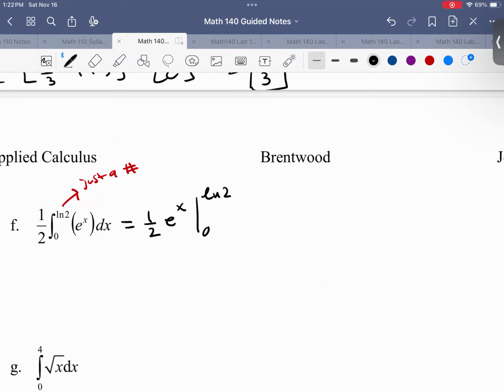Okay, so now I can evaluate at my endpoints. It's based on your preference. You could do it with the 1/2 or you can leave it outside. I'm going to leave it outside, or you know what, I'll do it attached. So it's going to be 1/2, and put my brackets, e to the natural log of 2, minus 1/2 e to the 0.